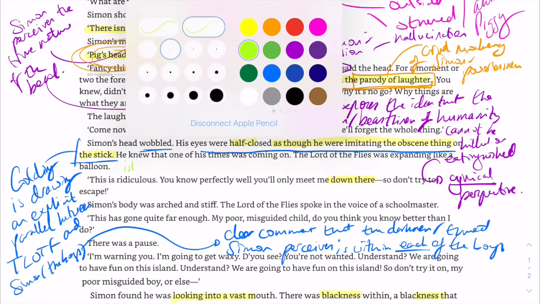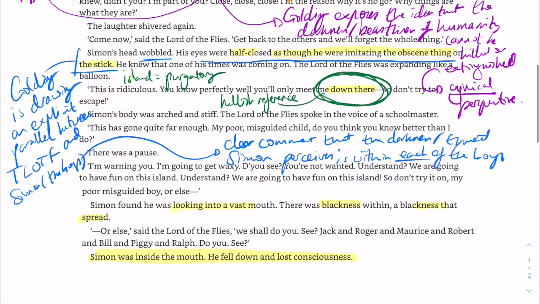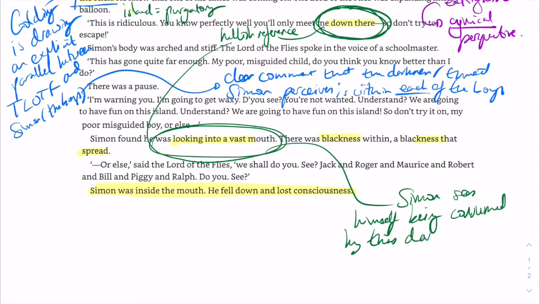Now, as we continue to move on, we have some biblical allusion and biblical references starting to come through. We can perhaps see that the island is a purgatory, a middle space, before you go to heaven or to hell, this holding space. But here the Lord of the Flies promises that the boys will end up down there. This is undoubtedly a reference to hell, that the boys will end up being somehow punished. And this same allusion is found in the Bible as well, that the people being consumed by these vast mouths. It's as though Simon is seeing the mouth of the pig looming over him now. And Simon sees himself being consumed, symbolically, by this darkness, and therefore being consumed and overwhelmed by evil and the nature of evil itself.